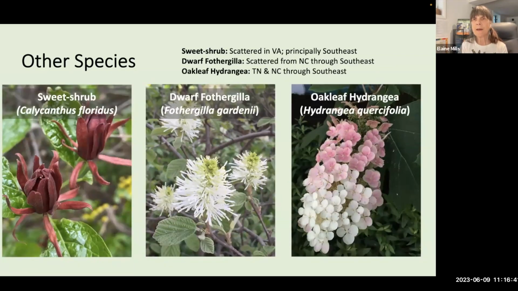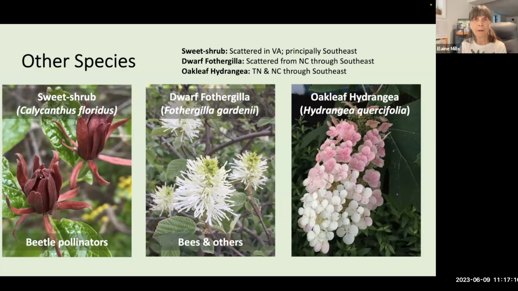3 species that grow principally in the Southeast, but they can also be grown here. Sweet shrub, Calycanthus floridus. This has interesting strap-like petals and is one of those plants that is primarily pollinated by beetles. The Athens cultivar, which has kind of a lime green color, is still blooming in my garden now.